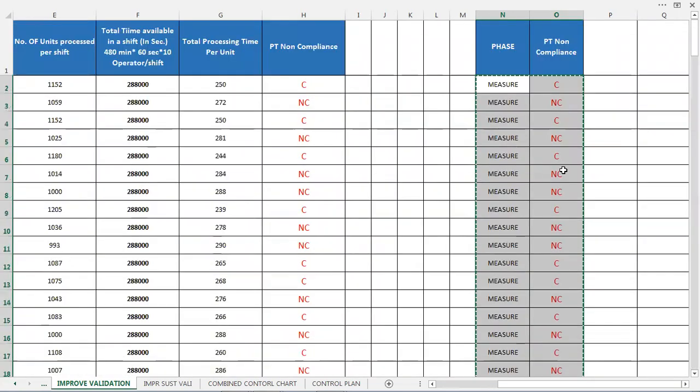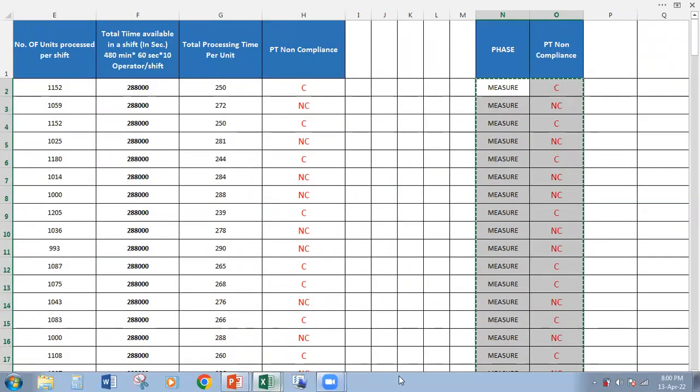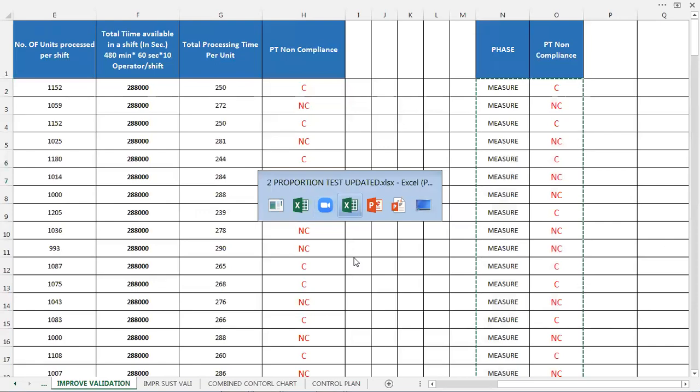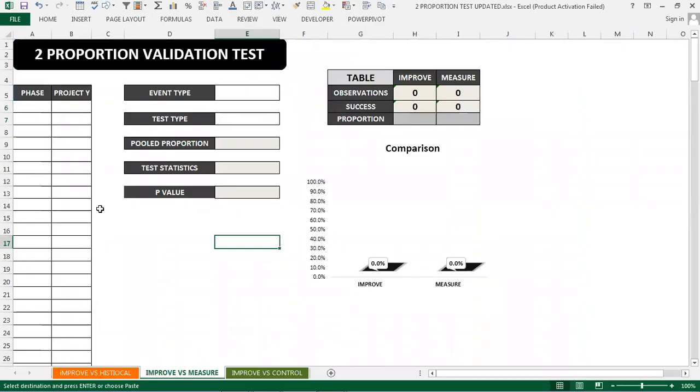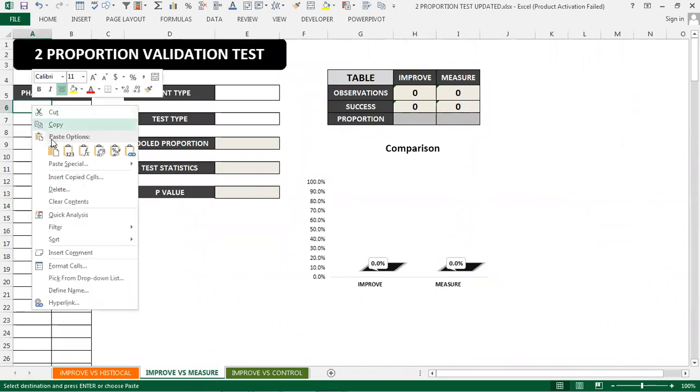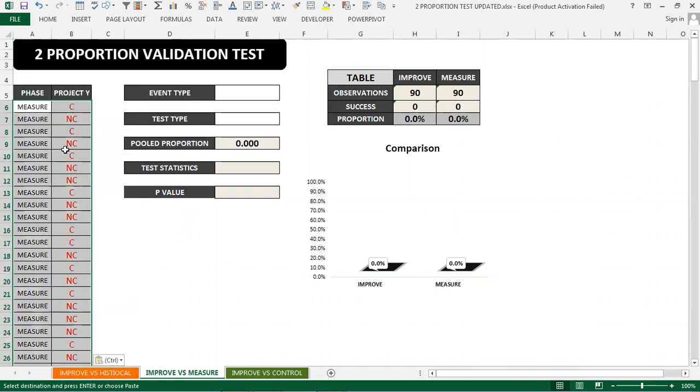I'm going to copy it, and then I'm going to come back to the proportion test, right? So improve versus measure phase. All I'm going to do is put it over here, right click and paste the data out here. Oops, I got 0, 0 over here. So is it right? No, it is not right because we haven't yet completed the test.